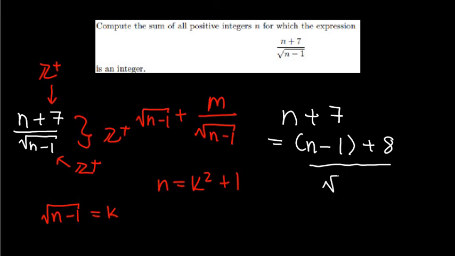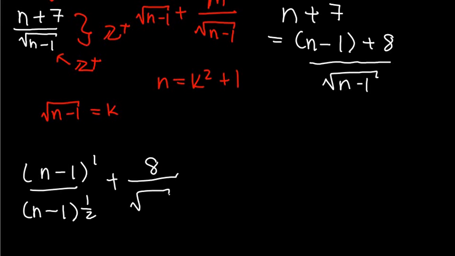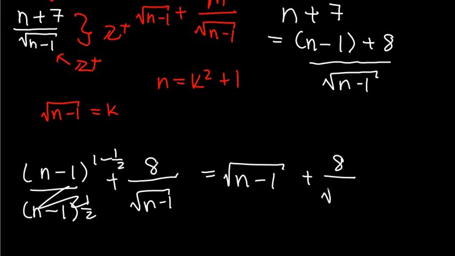All over the square root of n minus 1, and then we can divide this into two parts. We have the fraction n minus 1, and let's write it a little differently: n minus 1 to the first power over n minus 1 to the 1/2 power, because that's a square root, right? And then we add 8 over the square root of n minus 1, which is exactly how we want it. If we use the power rule of exponents, 1 minus 1/2 is the power, so we're left with the square root of n minus 1 plus 8 over the square root of n minus 1. This has to be an integer. It doesn't have to be a singular value, it just has to be an integer.